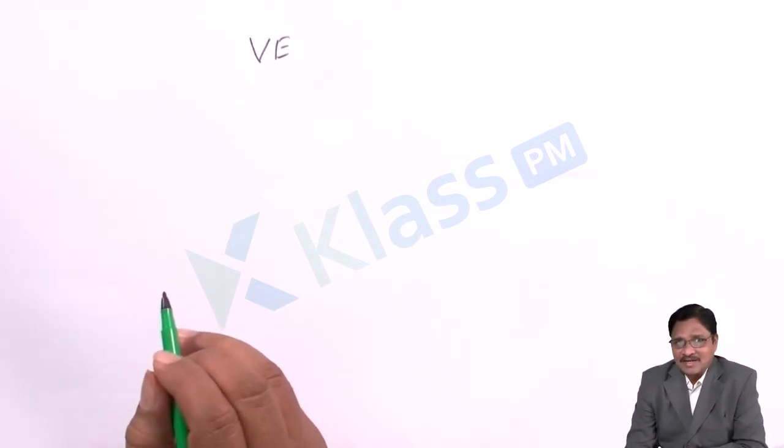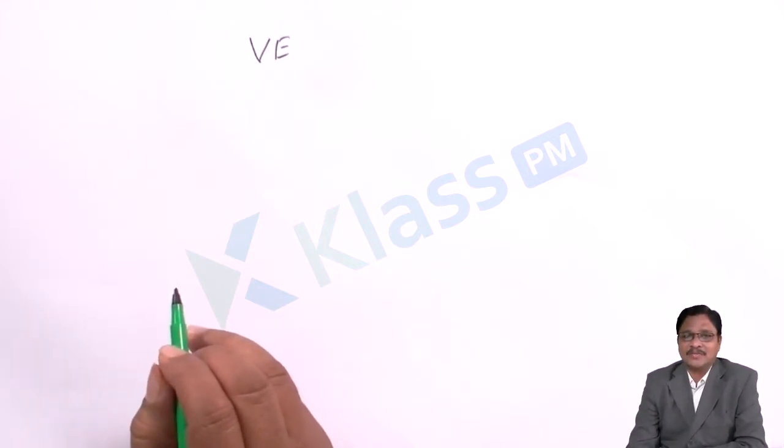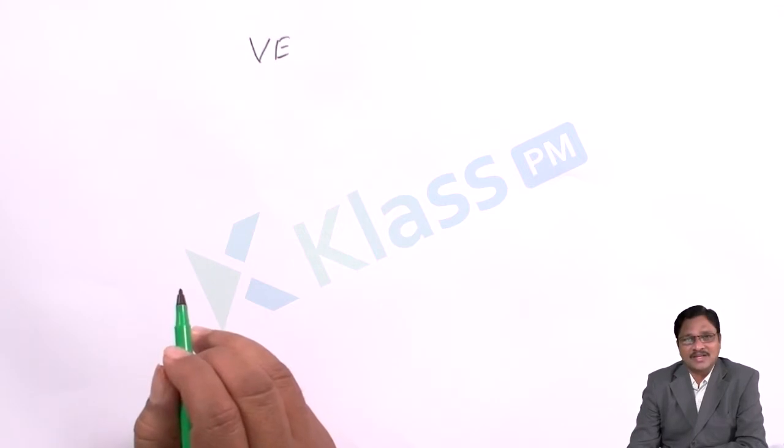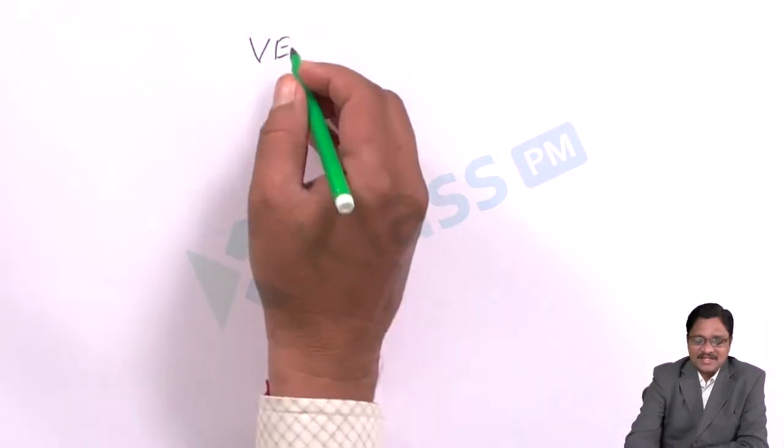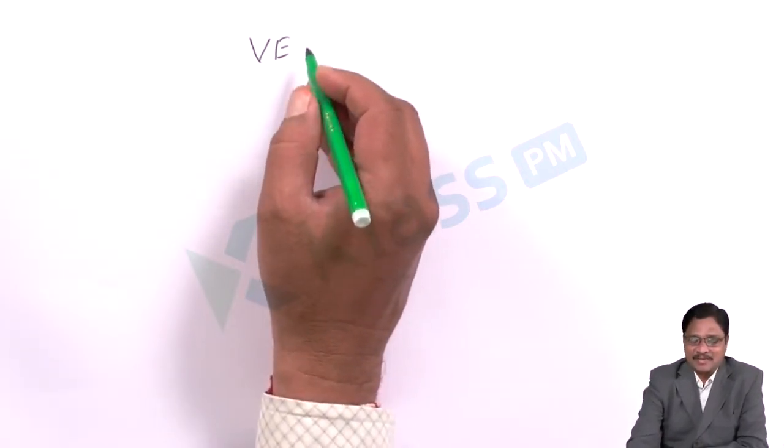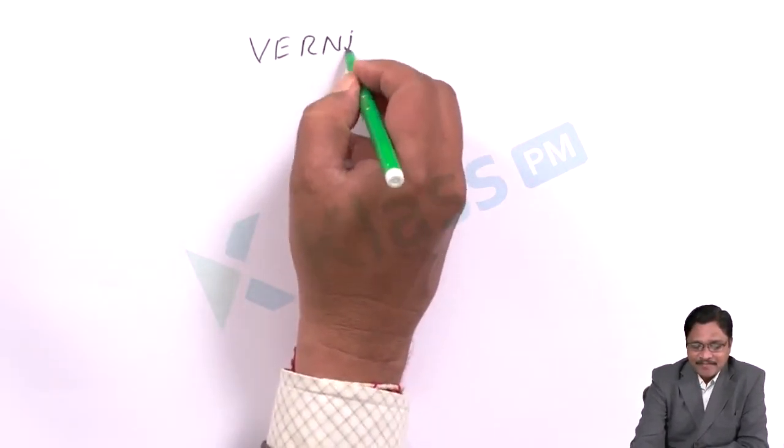But on the chart we cannot show that construction, only the principle that we are using there. The same principle is used in the Vernier scale construction also. So first let me discuss the principle, then we will discuss the problems. So, Vernier scale.